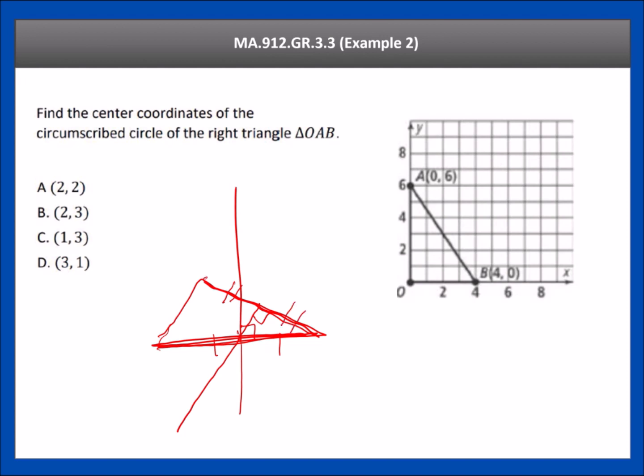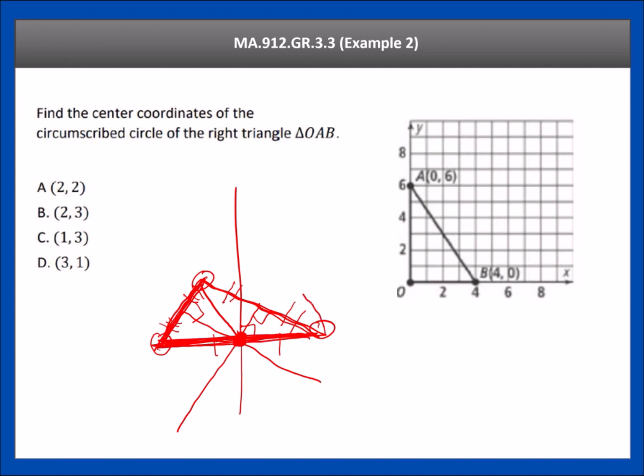And then I repeat that for this side here. I've got to cut it at a right angle and then cut this in half. Then if I do that, they're going to cross at the same point. Those perpendicular bisectors will cross. And that point that they cross is called the circumcenter. And that is the same distance from each of these points on the vertex.